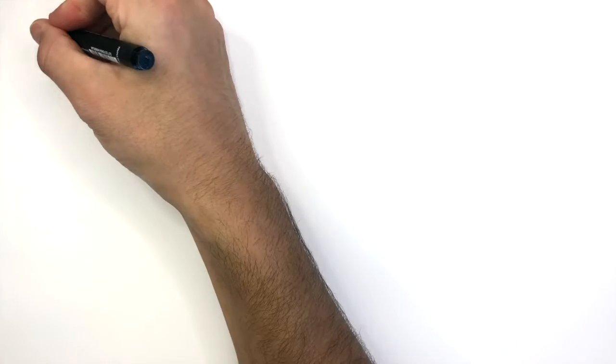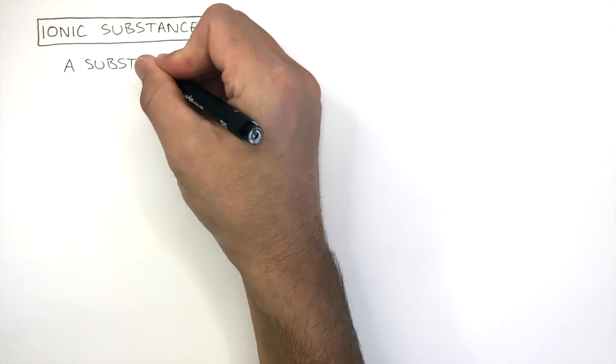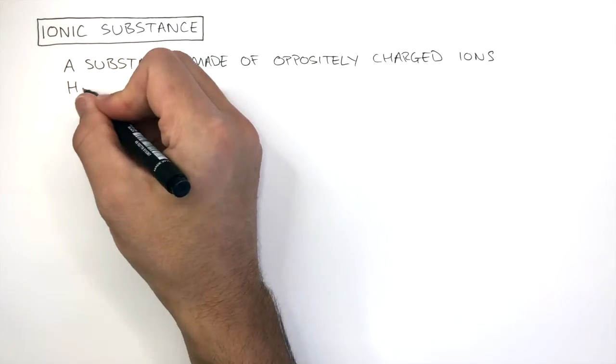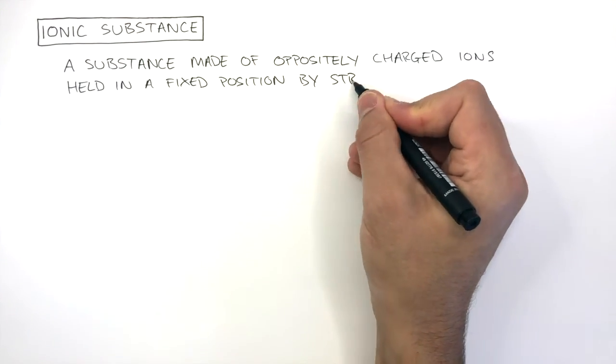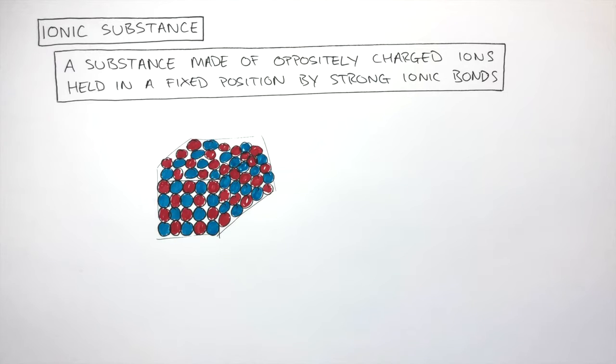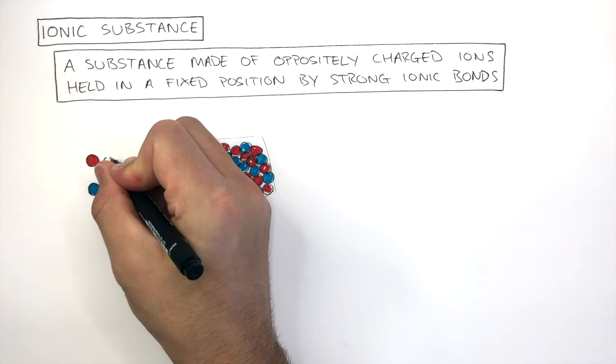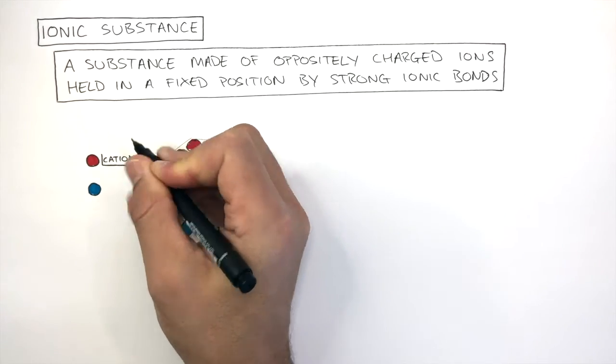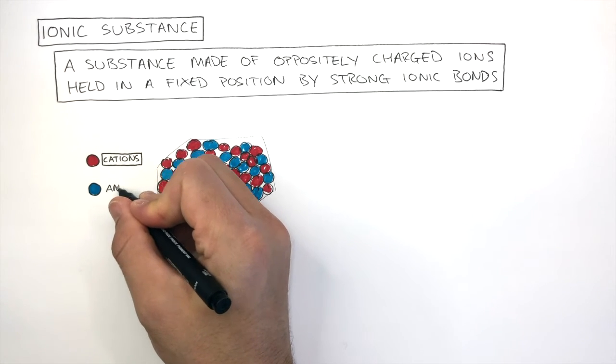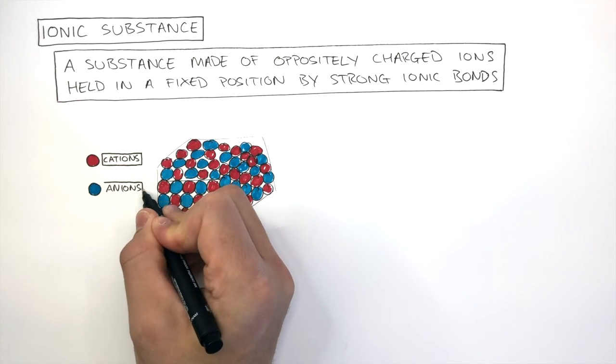In this video, we're going to learn how ionic compounds have giant ionic lattice structures. An ionic substance is a substance made of oppositely charged ions held in a fixed position by strong ionic bonds. This particle diagram represents the 3D arrangement of ions held in a giant ionic lattice structure by strong ionic bonds. The red circle represents cations, which are positively charged ions, and the blue circle represents anions, which are negatively charged ions.